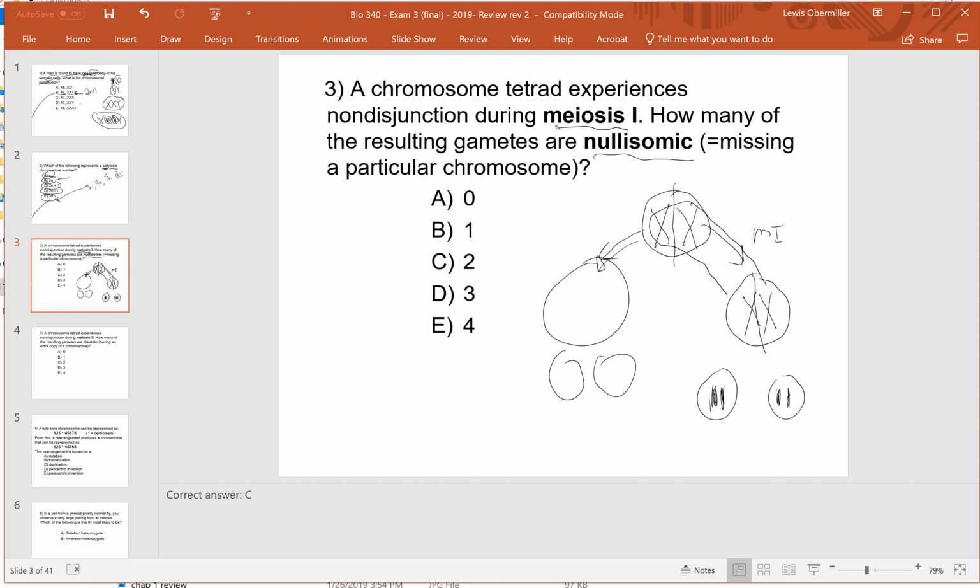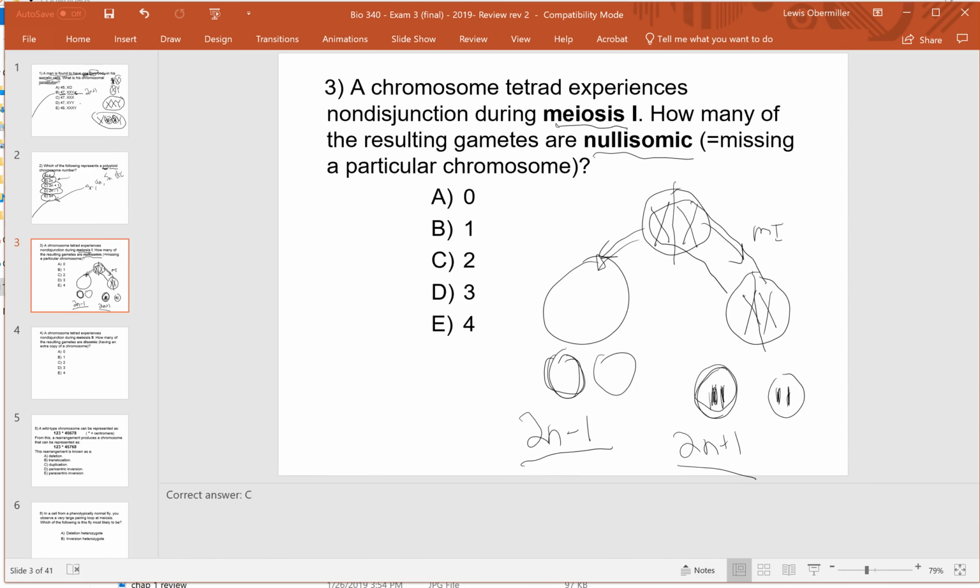So this would be 2n minus 1, right? It has 1 less chromosome. And then this would be 2n plus 1, because it would get an extra chromosome. We're just not showing all the chromosomes there. So the answer is, how many are nullosomic? Well, this one and this one, which is 1 plus 1, is 2.